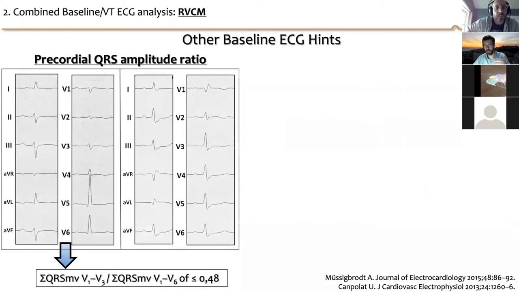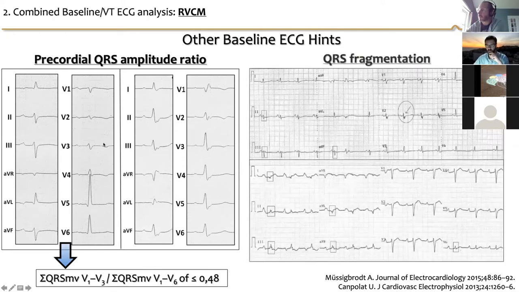Given that in many cases right ventricular cardiomyopathy exclusively or essentially affects the right ventricle, there is a typical decrement in the voltage of the right precordial leads. And if you compare this with the whole voltage of the precordial leads, you can get an amplitude ratio that will tell you about a prominent right ventricular substrate.